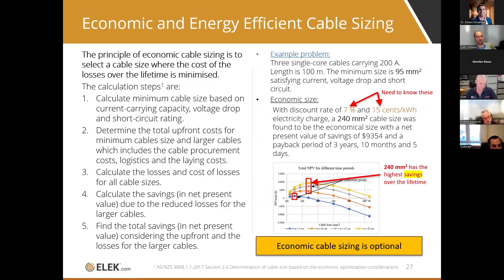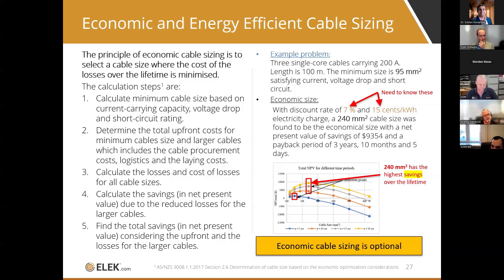Economic and energy efficient cable sizing. There is a method for this provided in the Australian standard. It's an optional method. We think it's a very good method, but as the designer you need additional information, and you also need to be able to convince your customer, your client, to tolerate a higher initial cost.